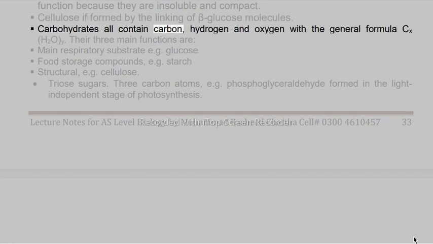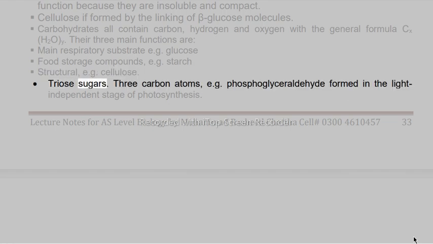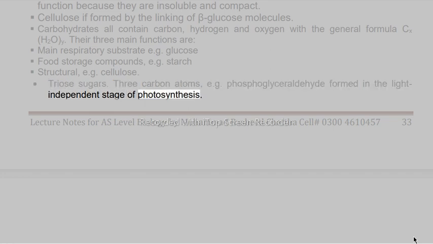Carbohydrates all contain carbon, hydrogen and oxygen with the general formula Cx(H2O)y. Their three main functions are main respiratory substrate, e.g. glucose; food storage compounds, e.g. starch; structural, e.g. cellulose. Triose sugars have 3 carbon atoms, e.g. phosphoglyceraldehyde, formed in the light-independent stage of photosynthesis.